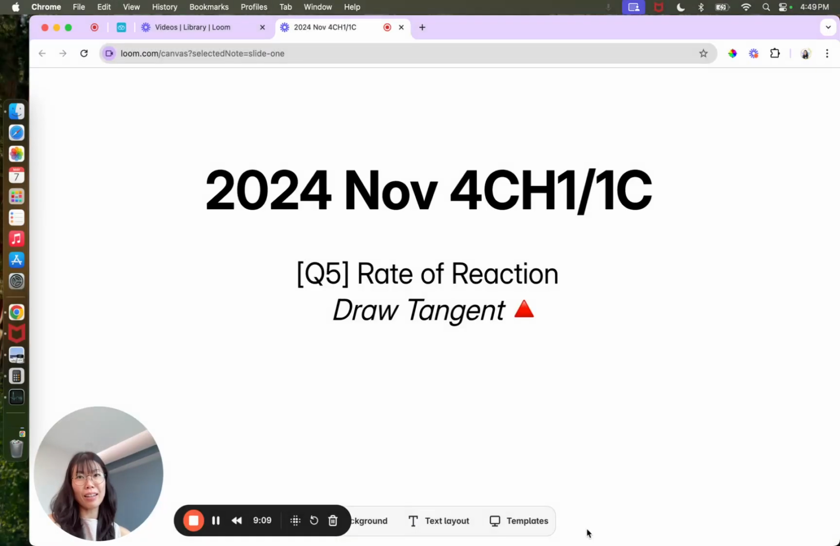So there we have it. We have an 11-mark question on rate of reaction and 4 marks alone on finding the tangent. Although I think you can also use y2 minus y1 over x2 minus x1 to do this question. That will also allow you to find the gradient of the tangent here. So have more practice. If I do come across any more questions on tangents, I'll be happy to put them up as part of the series. Thank you.